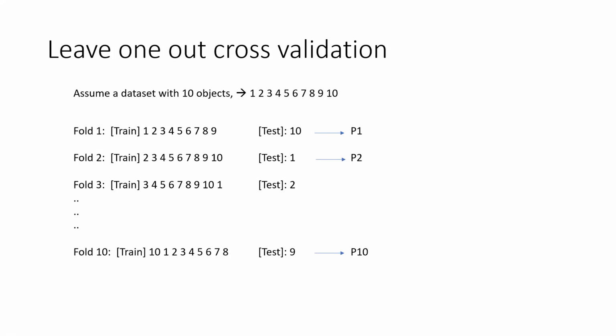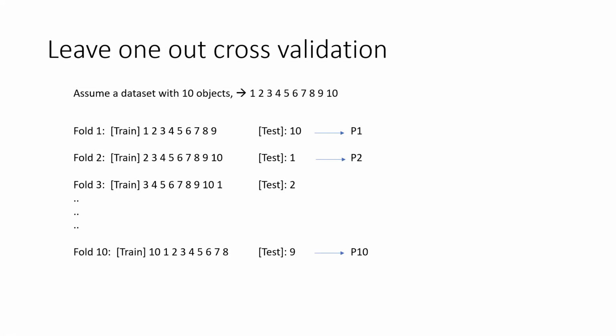Now, as you can see, if I have 10 objects, then I have to train 10 classifiers. If I have 100 objects, then I have to train 100 classifiers. The good thing is that in every fold, your training data is more, because you're just testing on one object, which is good because your classifier has access to more data, and more data is good to build generalizable classifiers.